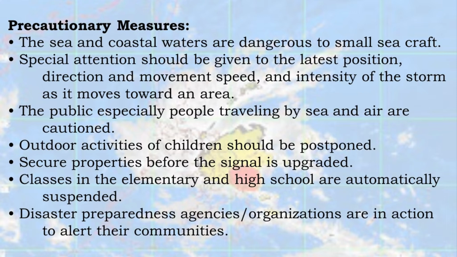Precautionary measures. The sea and coastal waters are dangerous to small sea craft. Special attention should be given to the latest position, direction and movement speed, and intensity of the storm as it moves toward an area. The public, especially people traveling by sea and air, are cautioned. Outdoor activities of children should be postponed. Secure properties before the signal is upgraded. Classes in the elementary and high school are automatically suspended. Disaster preparedness agencies and organizations are in action to alert their communities.